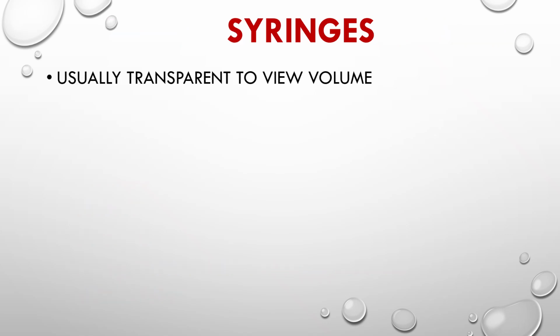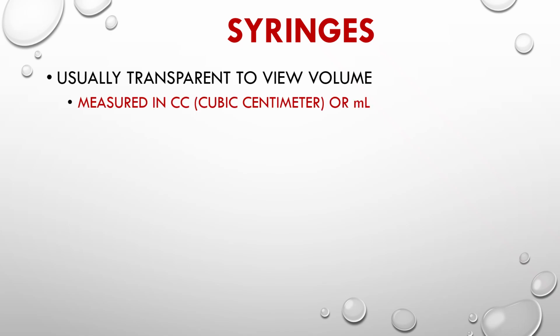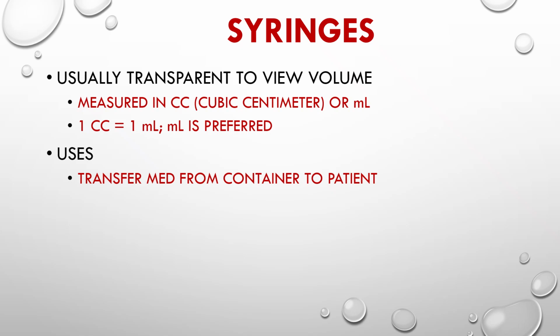So starting first with syringes, one of the most common ones we're familiar with. These are usually transparent so that we can view the volume. Again, cc is the same thing as a milliliter. Most of the time, both of those are listed on the syringe. Again, milliliter is preferred. Now, when do we use syringes?